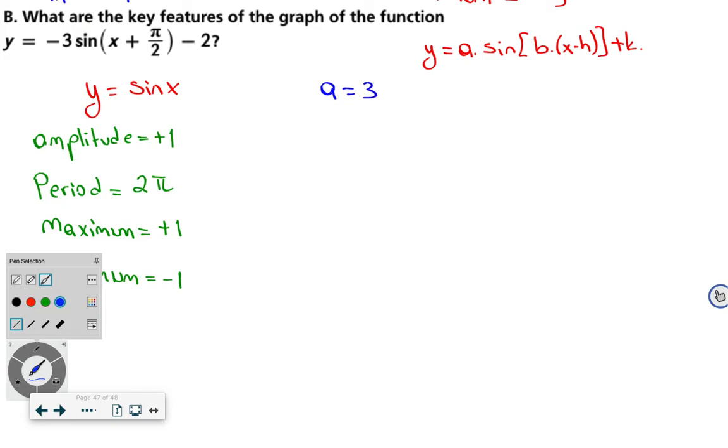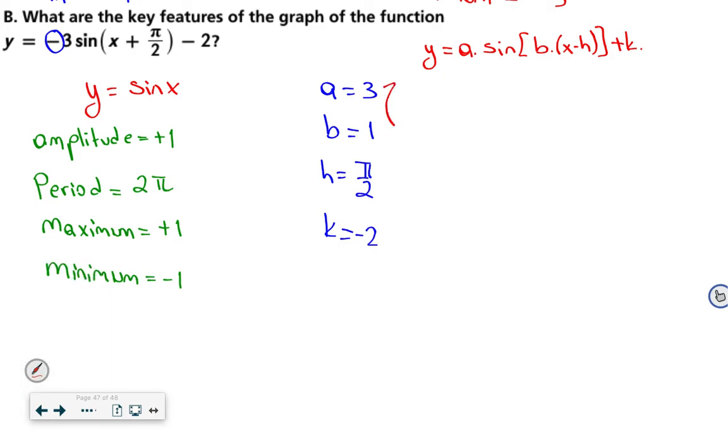3. This negative is going to be a reflection across the x-axis. A is equal to 3. B is equal to 1. H is equal to pi over 2. And k is equal to -2.